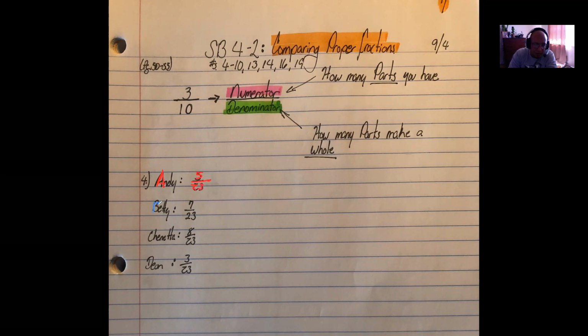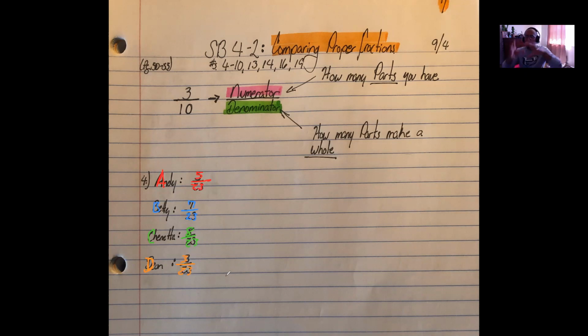Betty, we're going to call her B. She received 7 out of 23. So out of those 23 total people that could vote, 7 of those chose Betty. For Shanetta, we're just calling her C. She received 8 out of 23 votes. And Dion, we call him D. He received 3 out of the 23 total votes.